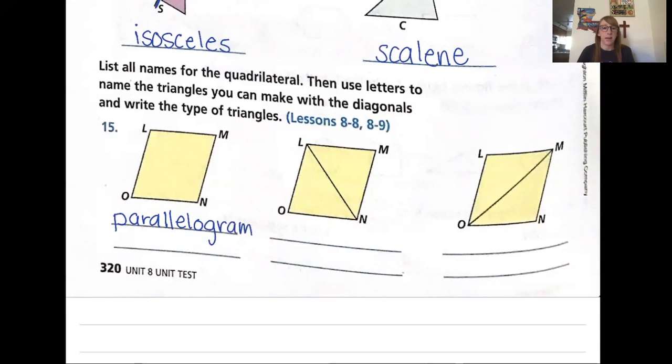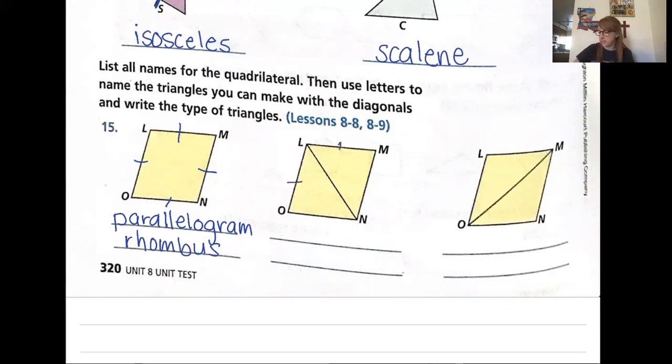Then we might investigate further and decide that all of these side lengths are the same. So that makes it a rhombus. It is not a square or a rectangle because they don't have right angles. So it's just a rhombus.